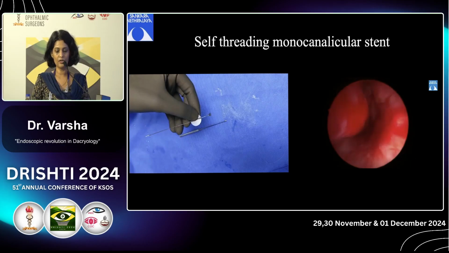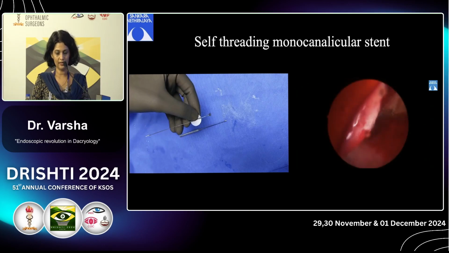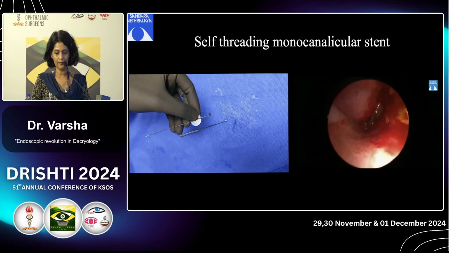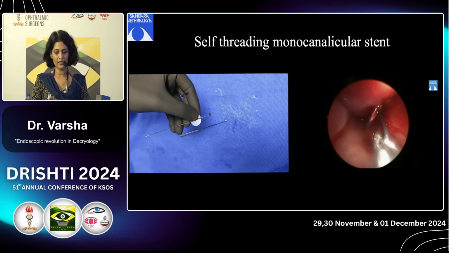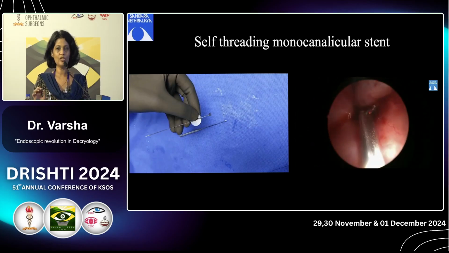Now I am doing the probing with the Ritleng monocanalicular stent. The stylet has been removed, and I will thread it with the black thread. You can visualize the black thread over there. And we hook it out with the instrument which is provided with the set. As you pull it out through the nasal cavity, the silicone tube will be left in place.